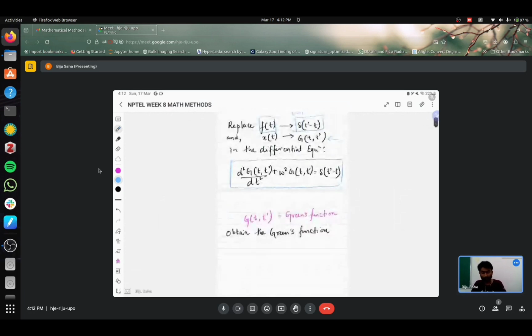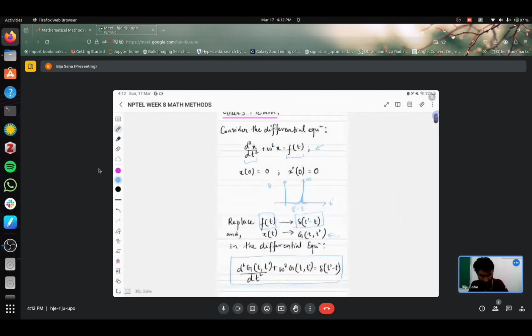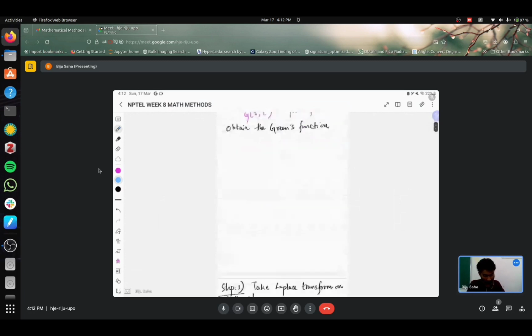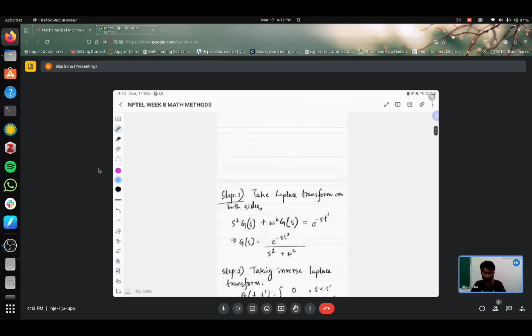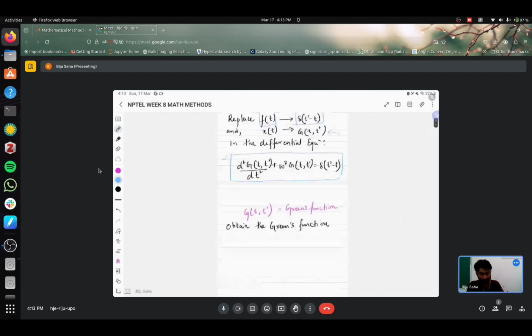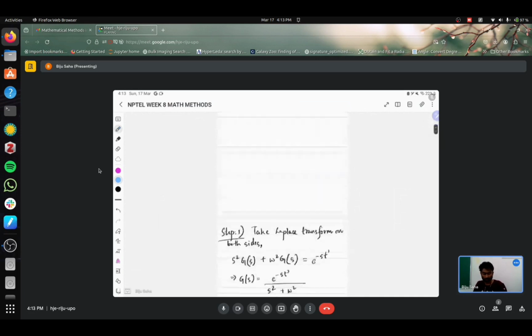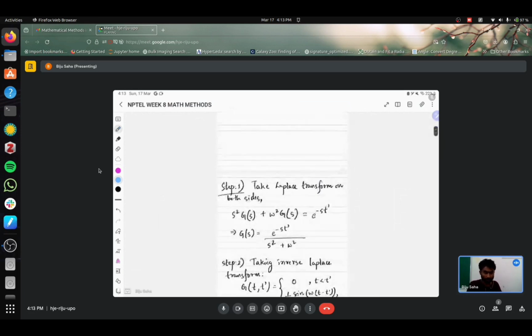So our main task would be to obtain the Green's function, and once we obtain the Green's function, we can write the form of the original variable, that is x. So let us first focus for the moment on how to obtain the Green's function. The steps to obtain the Green's function are as follows. The first step, once you have obtained the differential equation related to the Green's function, is to take the Laplace transform on both sides.